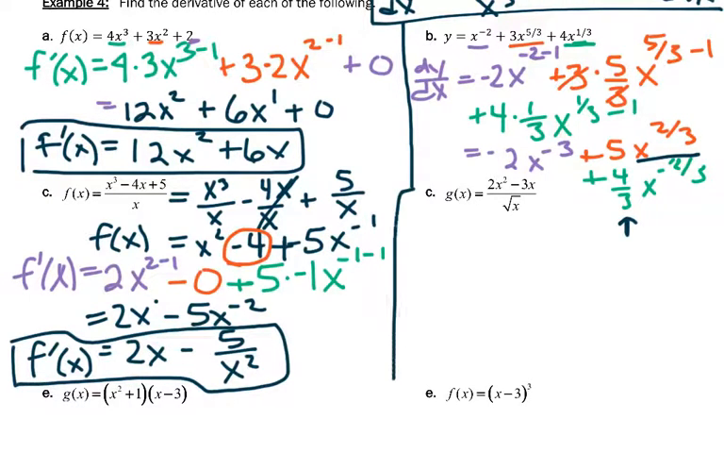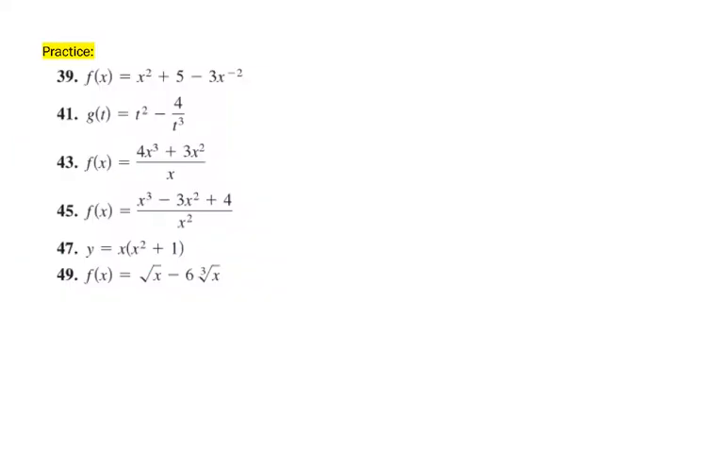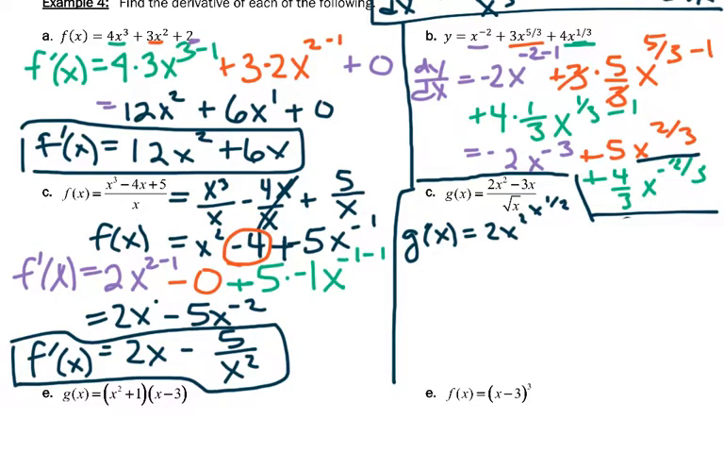Okay, let's take a look at D now. Again, we're going to have to do some simplification before we can start taking the derivative. As a reminder, the square root of x is the same as x to the 1/2. So when I go to rewrite this, g of x, I've got 2x squared divided by x to the 1/2 minus 3x over x to the 1/2.